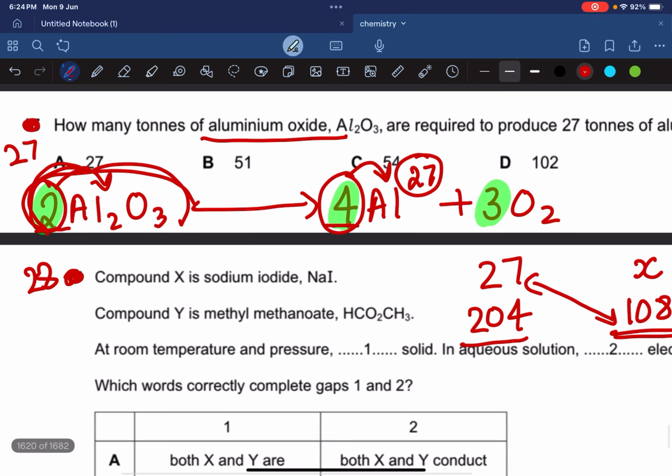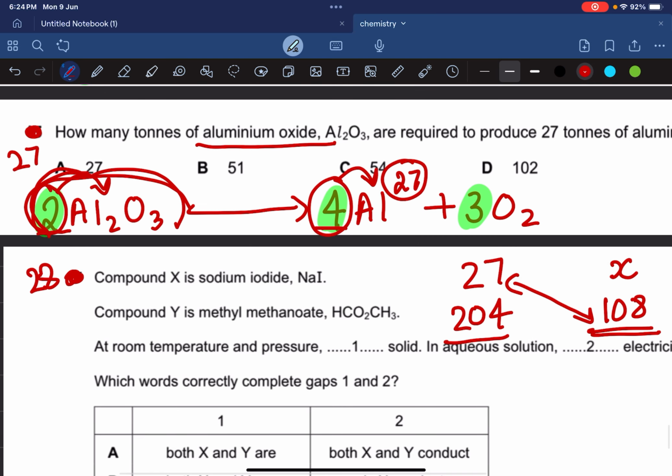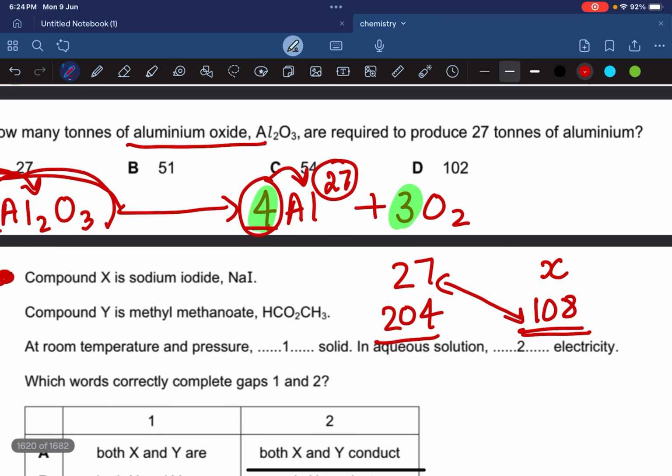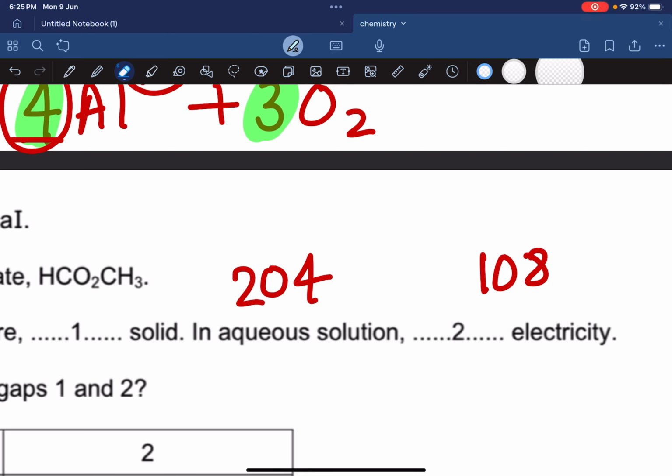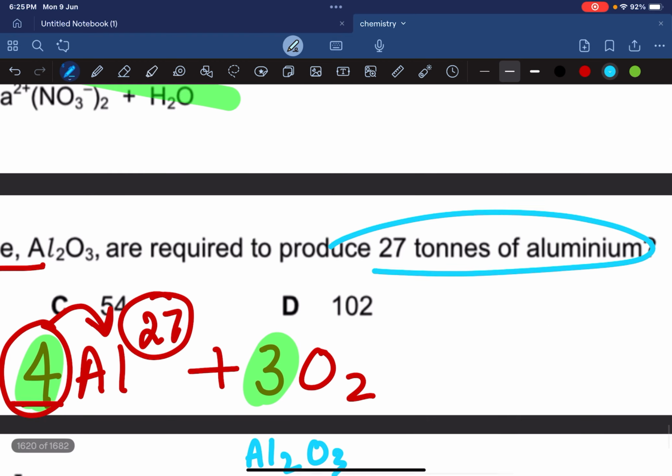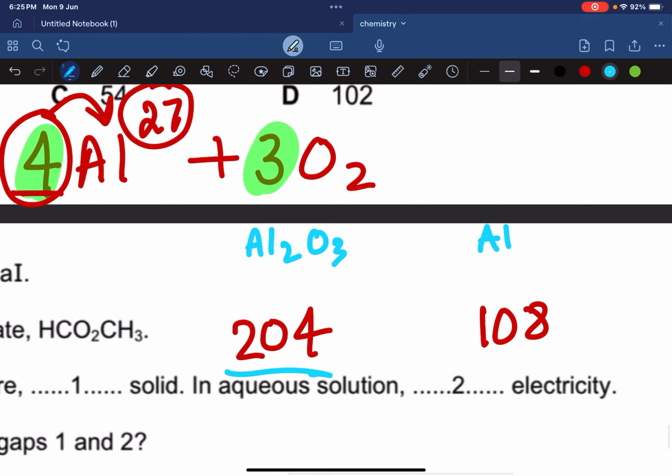How many tons of aluminum oxide are required to produce 27? Oh, look what I did. This is my aluminum oxide, my Al2O3. I thought 27 tons of aluminum oxide. What is in the question? 27 tons of aluminum. So I had to write 27 under the aluminum column. I wrote it under aluminum oxide, and now this is my X.